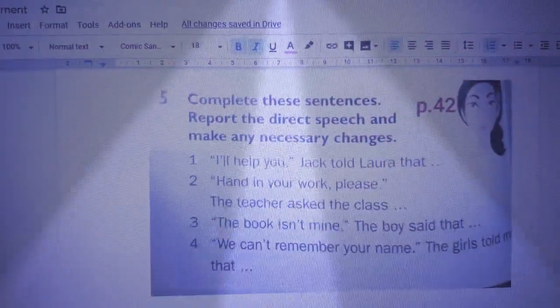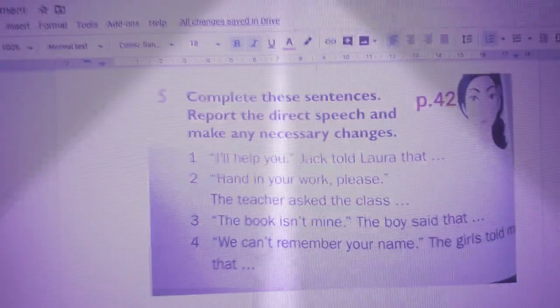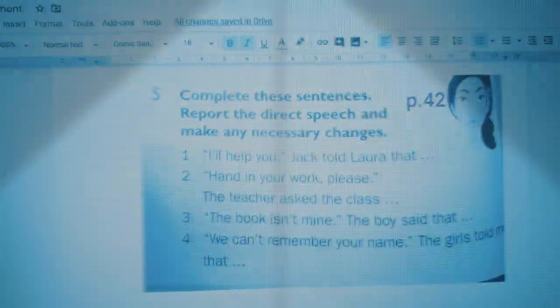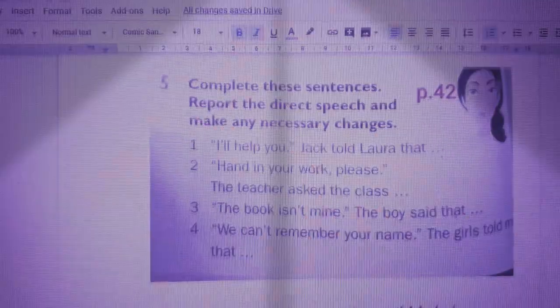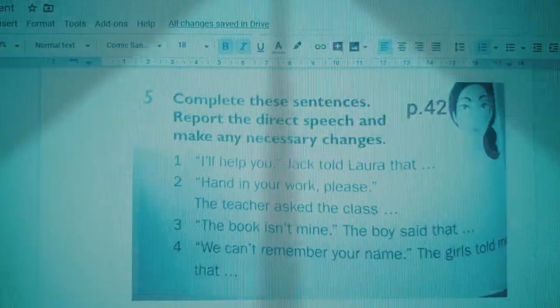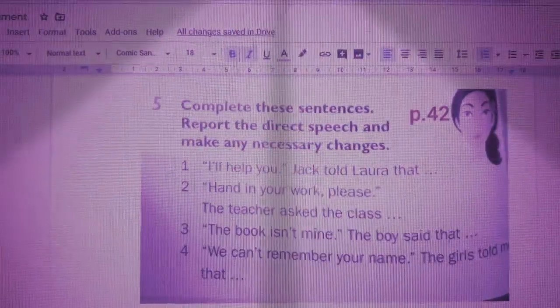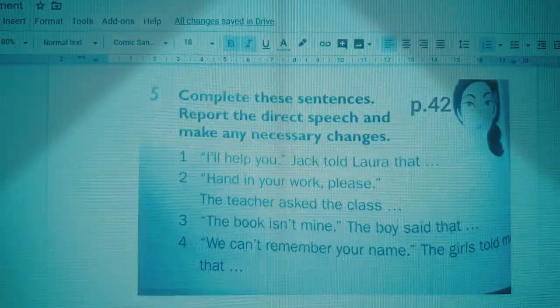Now quickly to number 5. Also, this is in a student book. I'll help you. Jack told Laura that he would help her. Jack told Laura that he would help her.